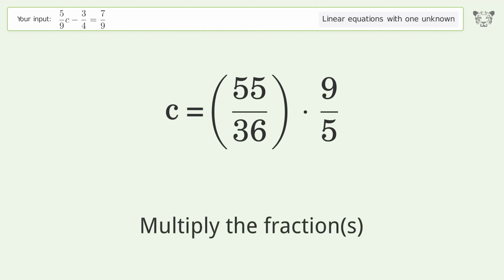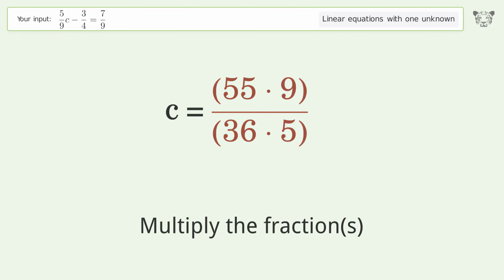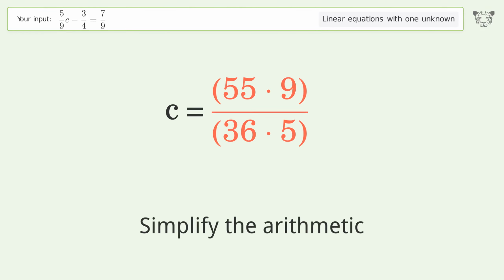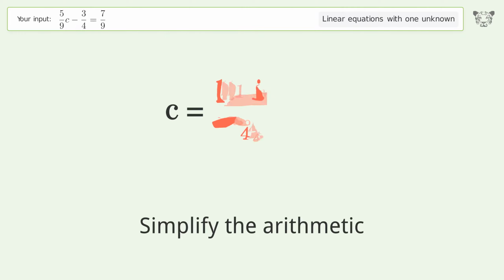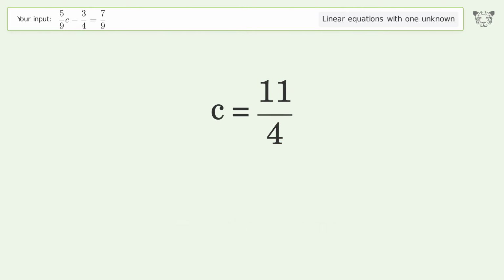Multiply the fractions. Simplify the arithmetic. And so the final result is c equals 11/4.